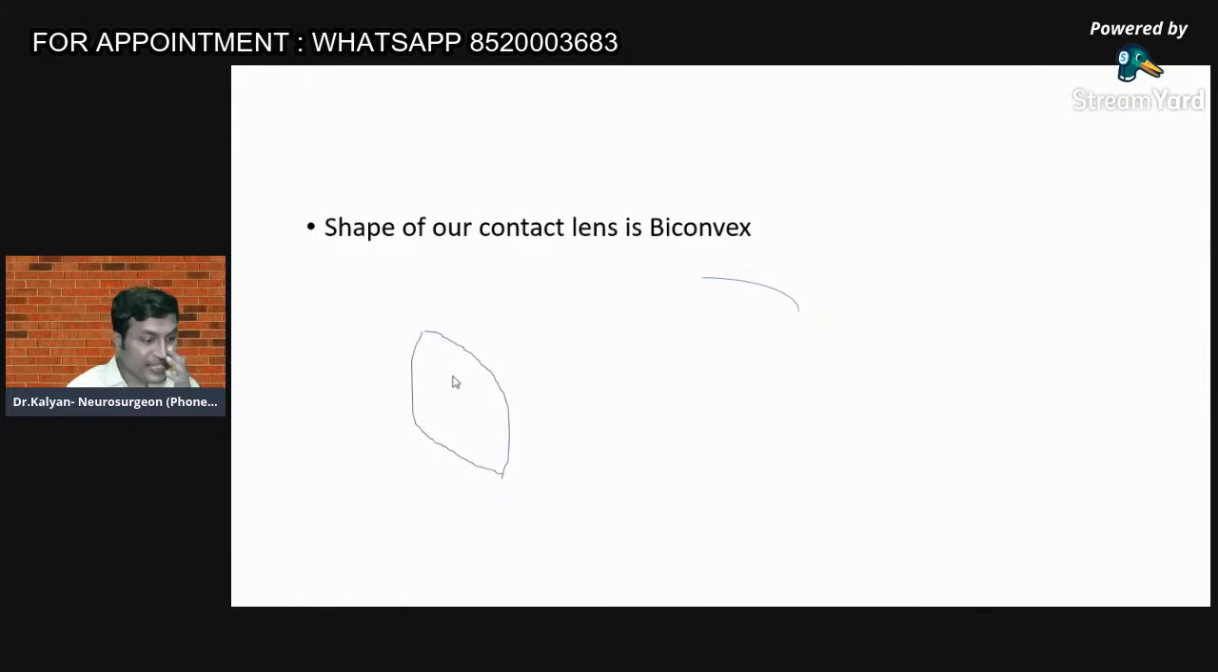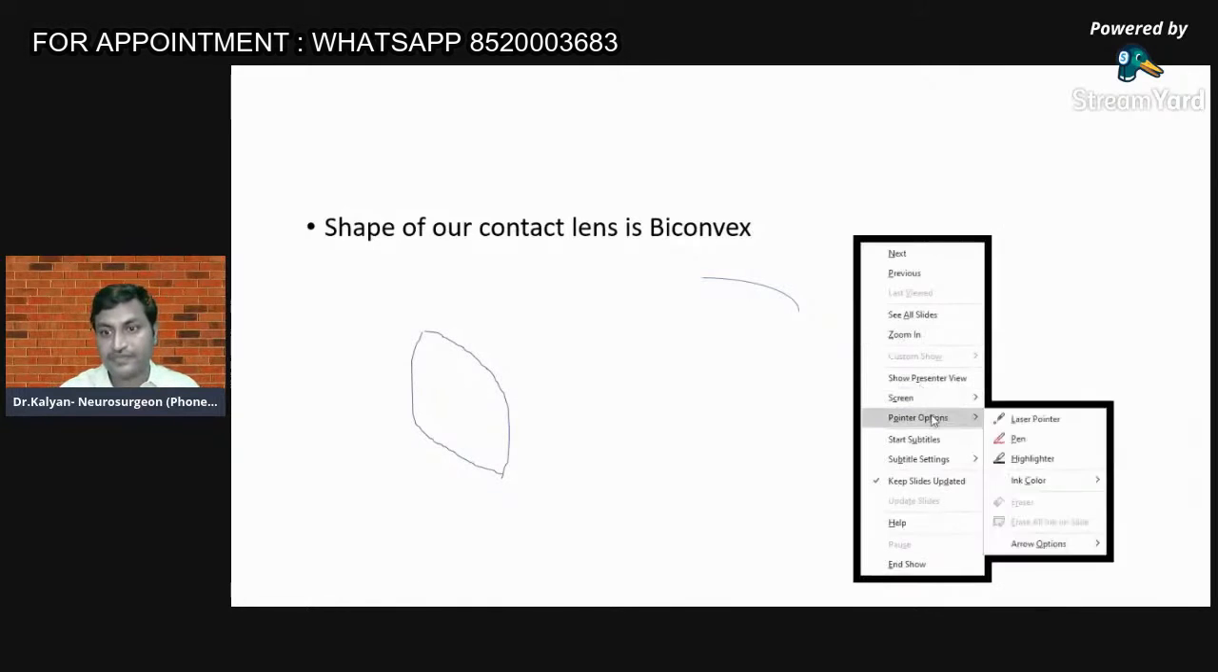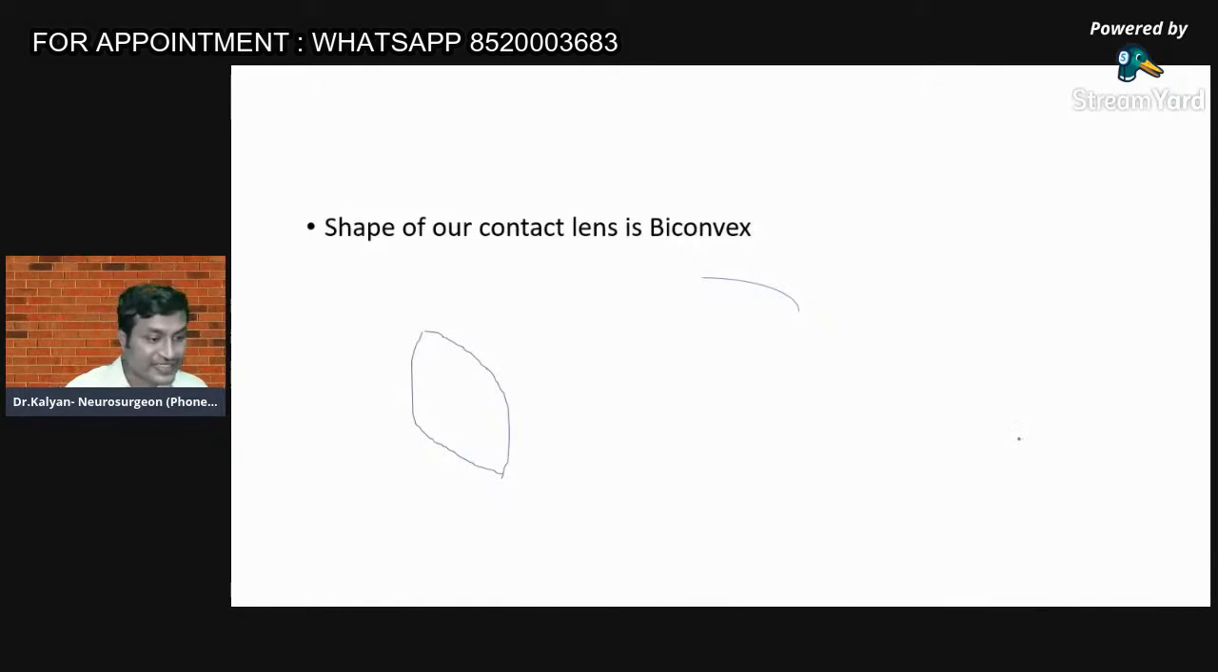Ball and socket joint of the shoulder, is it concave or convex? So how does a concave or convex look? As Dr. Karthik has told, anything which looks like our eye lens, our contact lens, is biconvex. And what is the shape which I'm drawing in red color? One surface is bulging, one surface is caving in. Something which looks like a banana. So what is this shape called?